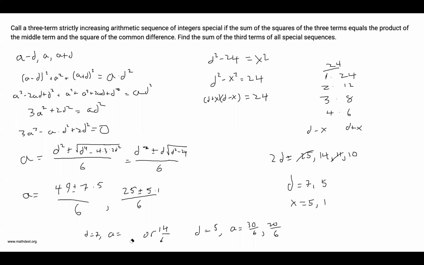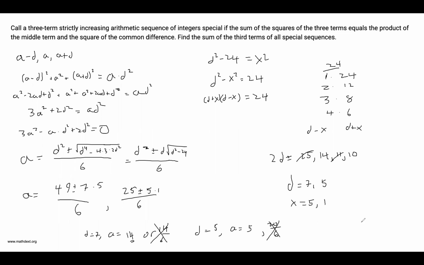We can replace this 84 over 6 with a 14, and we can replace this 30 over 6 with a 5. And remember, a has to be an integer, so we can cross this case out, and we can cross this solution out. We're left with the two solutions: d equals 7, a equals 14, or d equals 5, a equals 5.